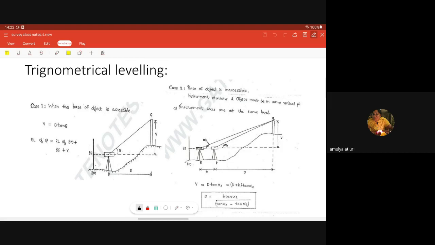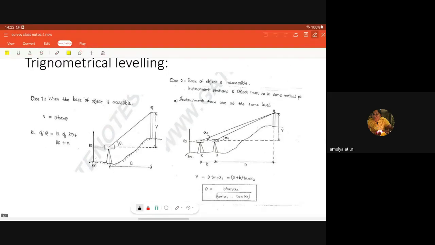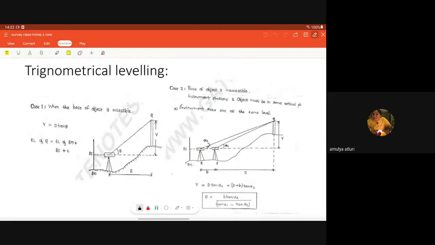Next, we have dealt with the traversing and the triangulation survey, right? In traversing, we have dealt with omitted measurements and their problems and all, right? Now let's take a quick look at trigonometric leveling, and then we will go for the theodolitic survey today and horizontal and vertical curves.